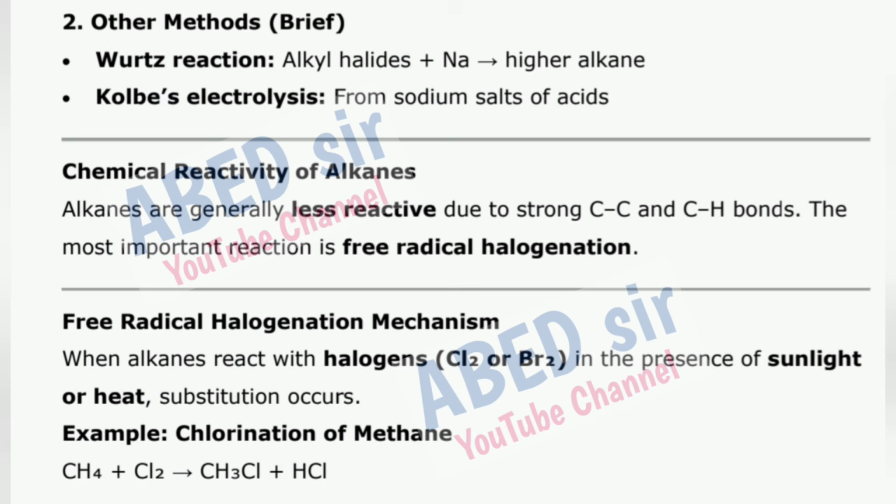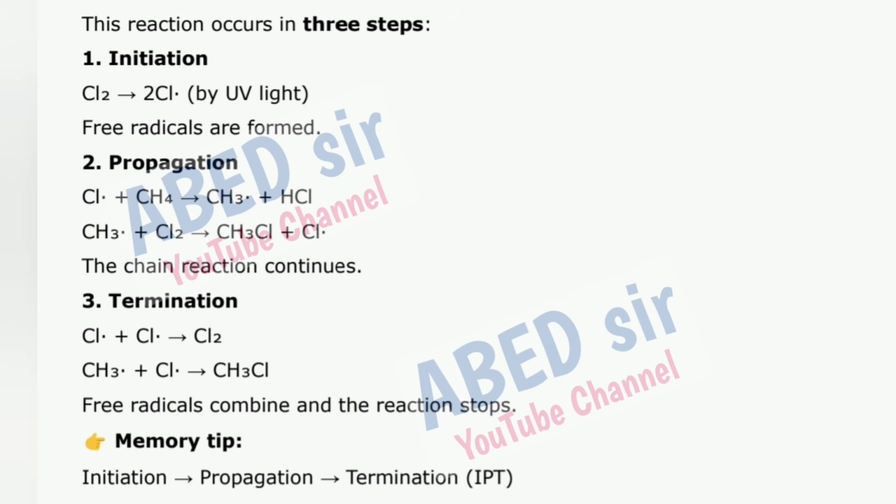Free radical halogenation mechanism. When alkanes react with halogens, Cl2 or Br2, in the presence of sunlight or heat, substitution occurs. Example: chlorination of methane. CH4 + Cl2 → CH3Cl + HCl. This reaction occurs in 3 steps.